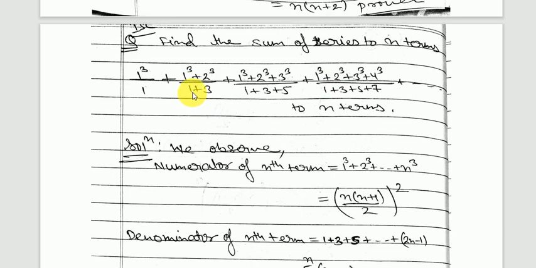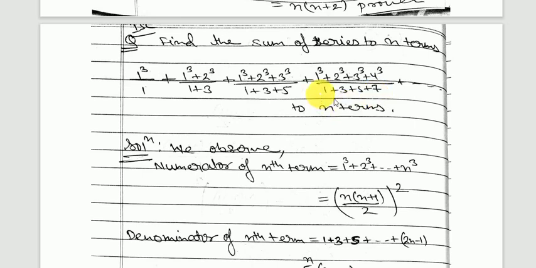Okay, so if you see the second term, the denominator is 1 plus 3. For the third term, it is 1 plus 3 plus 5. For the fourth term, the denominator is 1 plus 3 plus 5 plus 7. So you can see that in the denominator, for the second term, 2 odd numbers are there. The first 2 odd numbers are added over here. For the third term, the first 3 odd numbers are added. For the fourth term, the first 4 odd numbers are added. Natural odd numbers are added.